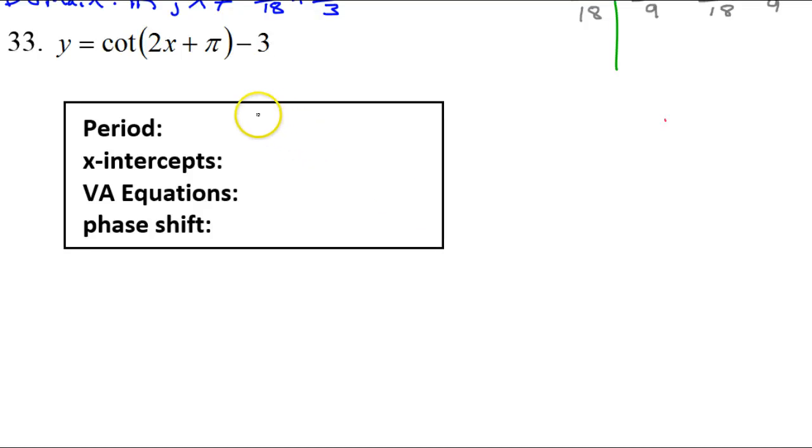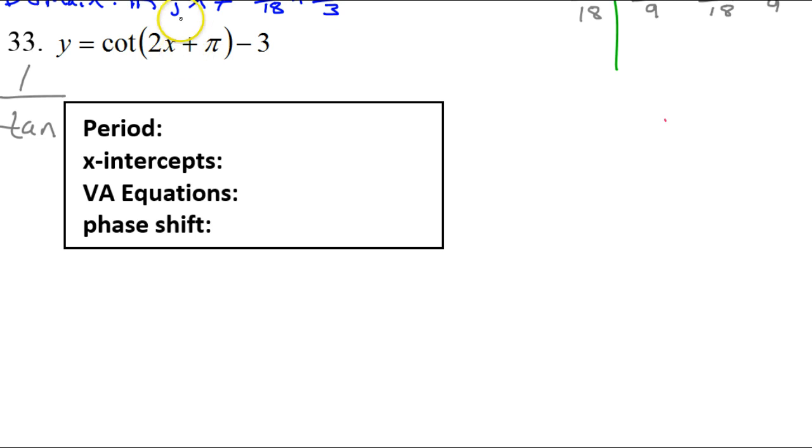Alright, in this video we are going to practice graphing the cotangent function with a period change and a phase shift and a vertical shift. Now, keep in mind that the cotangent function is the reciprocal of the tangent function. So if we know how to graph tangent, it'll help us graph the cotangent function.